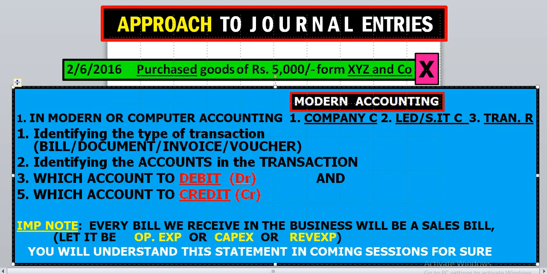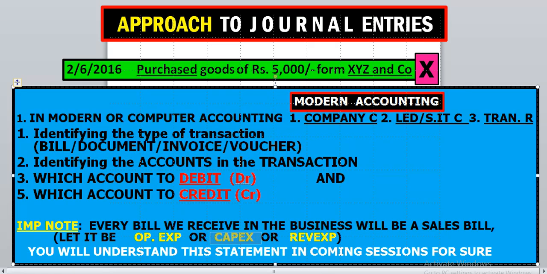And a very important note for students: every bill we receive in the business will be a sales bill. Every document or every bill which the business receives will be a sales bill, with respect to the operating expenditures, the capital expenditures, or the revenue expenditures. These are the three types of expenses which occur in any business.